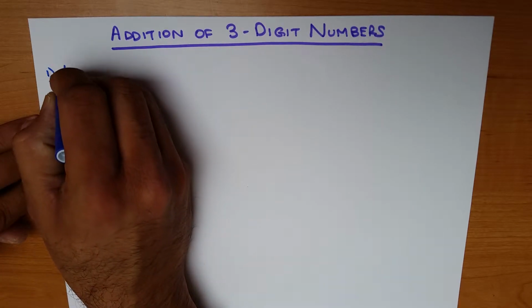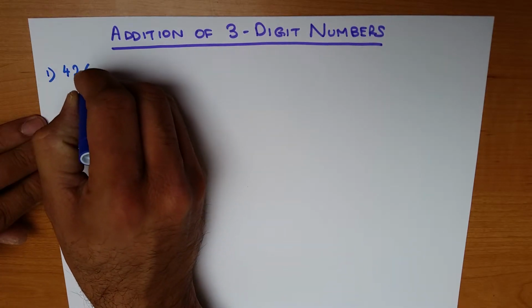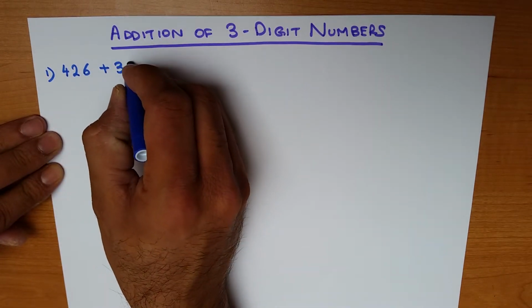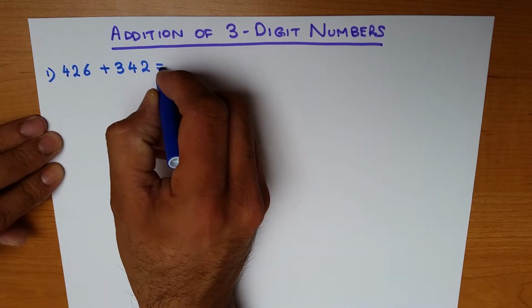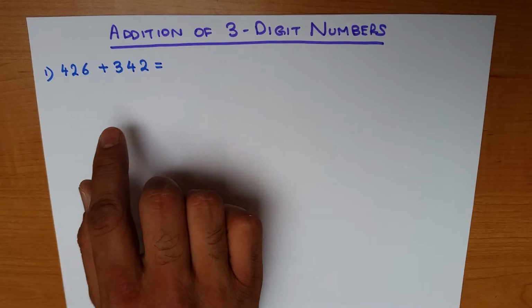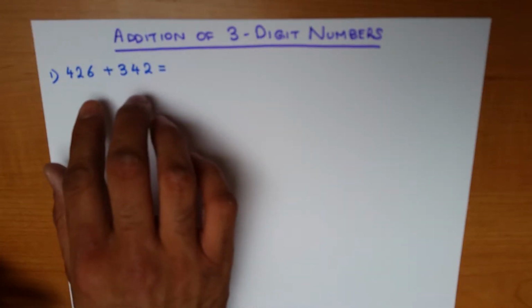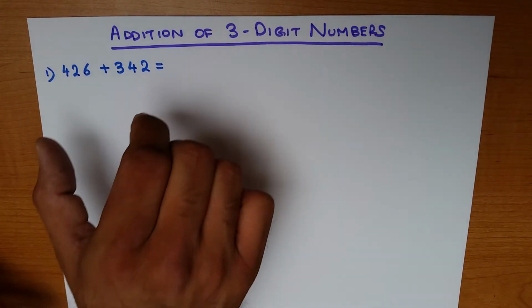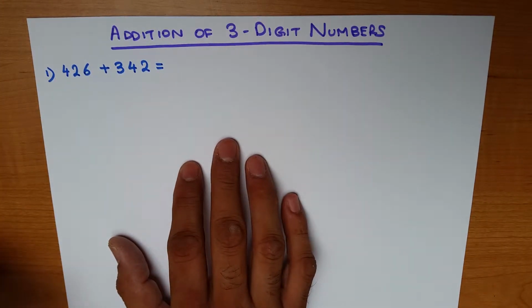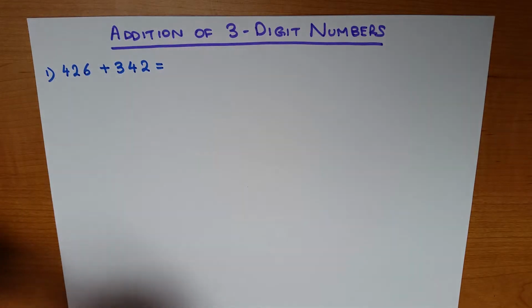What is 426 plus 342? Quite often you are going to see the question written in this way, the horizontal format. That does not mean that you have to answer it without any workings out. Let's go through this.